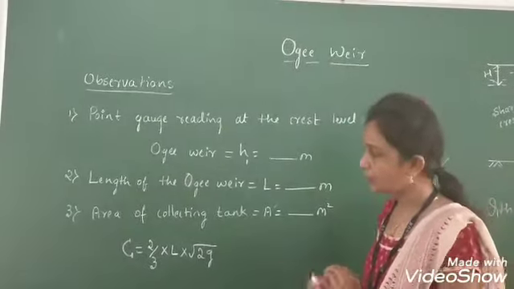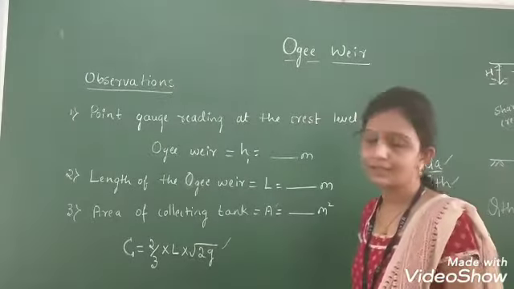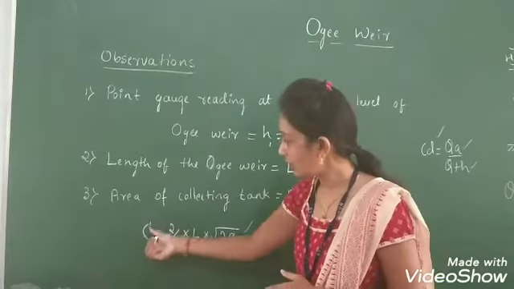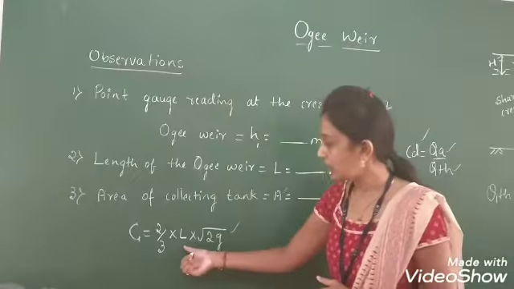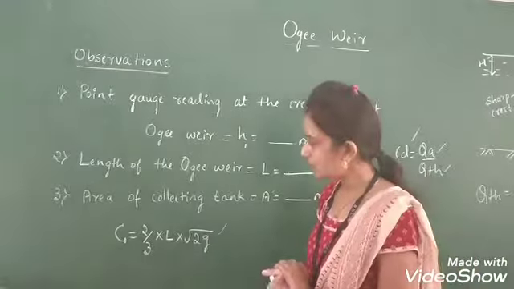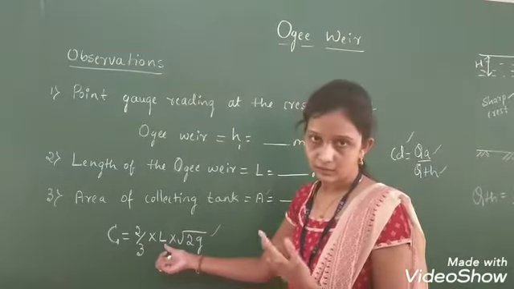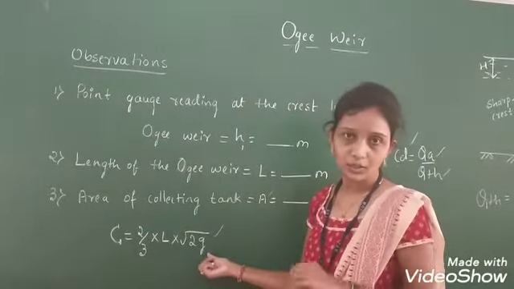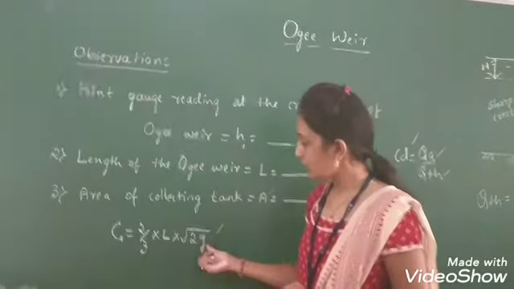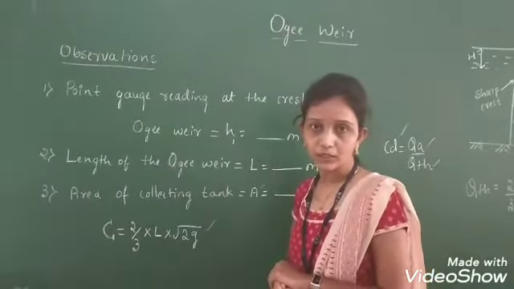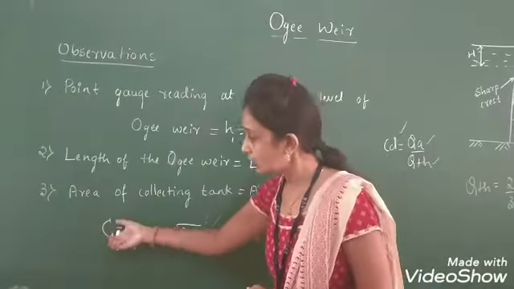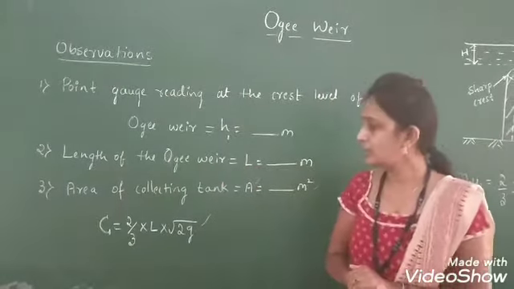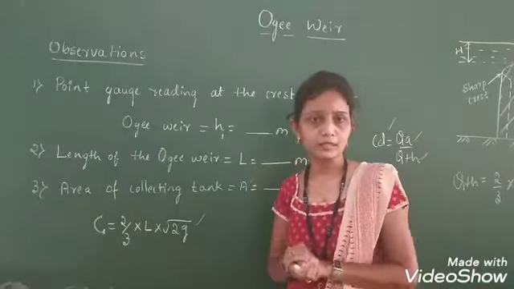Along with these observations, we need one small calculation regarding the constant. Okay, so we need the constant C for the tabulation. Constant C is nothing but 2/3 of L into square root of 2G. In this equation, L represents the length of the weir, nothing but the width of the channel, and G represents acceleration due to gravity. Okay. So acceleration due to gravity value is 9.81 meter per second square. If you substitute these values, you can get the value of constant C. Okay. So this is regarding the observations we needed for conducting the experiment.